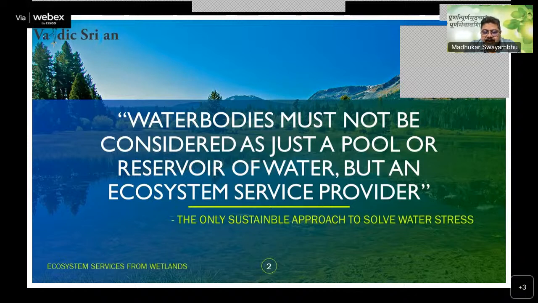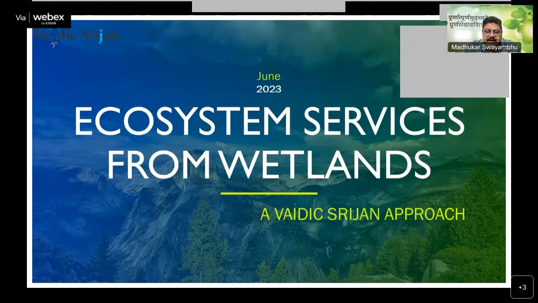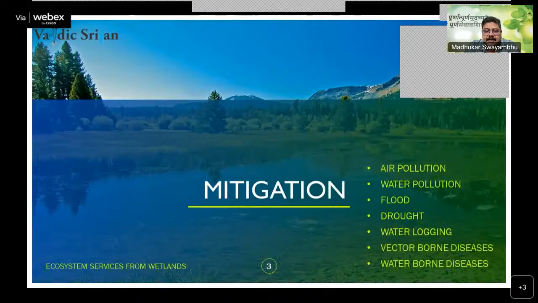So let's first understand the responsibilities of the water bodies. That is how the presentation is structured. We have divided the responsibilities into three different categories. The first category of the ecosystem services provided by the wetlands and the water bodies is mitigation: air pollution mitigation, water pollution mitigation, flood, drought and water logging mitigation, and vector and waterborne disease outbreak mitigation.